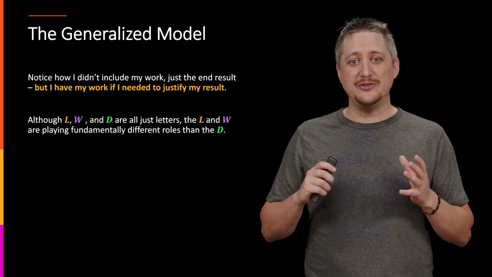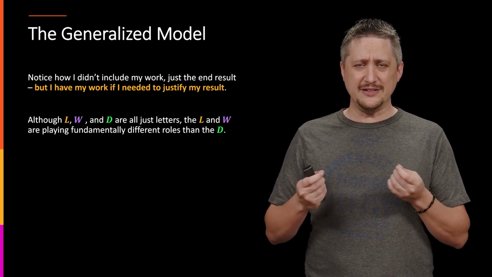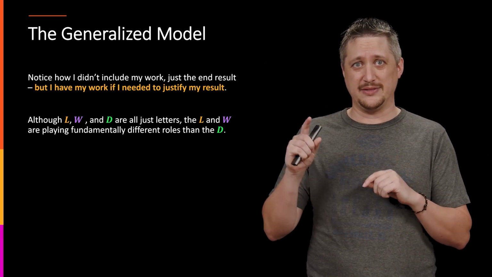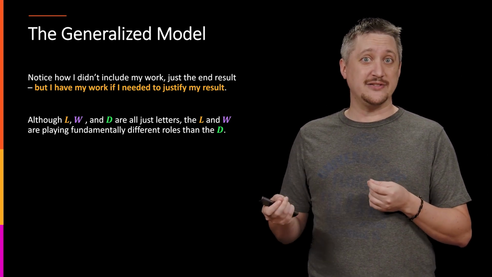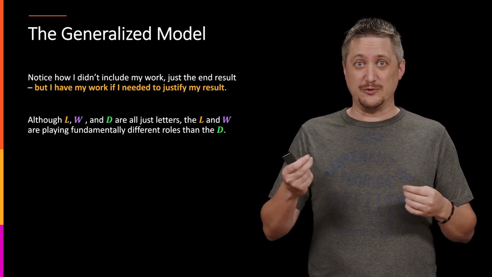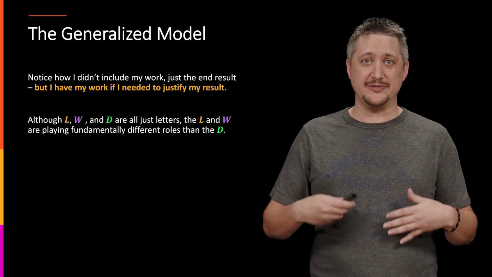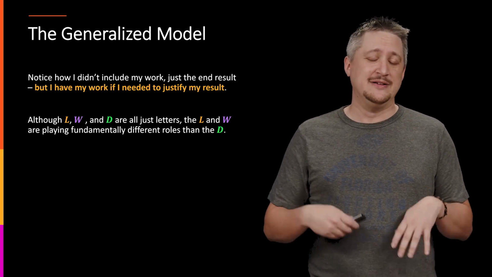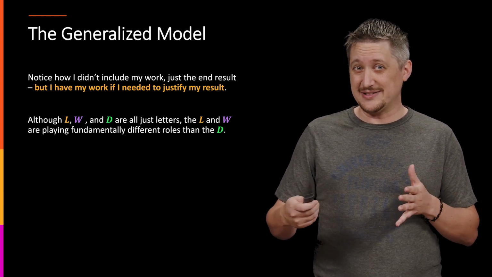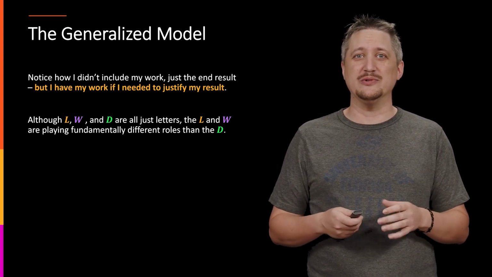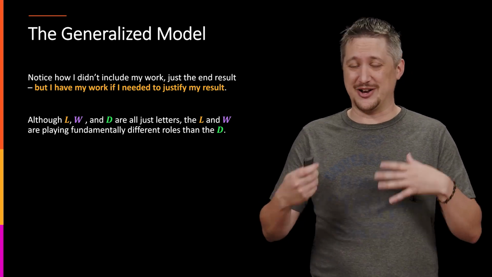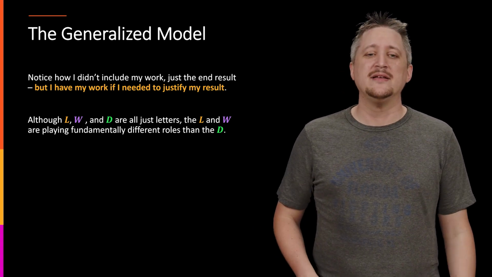Another thing, right? Although L, W, and D are all just letters, L and W, you might notice, are playing fundamentally different roles than D. L and W were the length and the width, and those are things that were known. D, on the other hand, is something that was unknown. She had to calculate that and actually verify. That was the important number in all of this. This is the output of the generalized model. And we'll get into how this stuff is different exactly. It's just important at this point to note that even though they're all letters, there are some letters that play very different roles than other letters. And we'll talk about types of variables later.